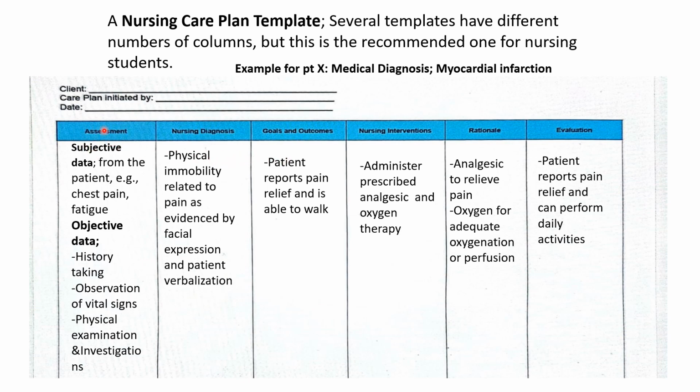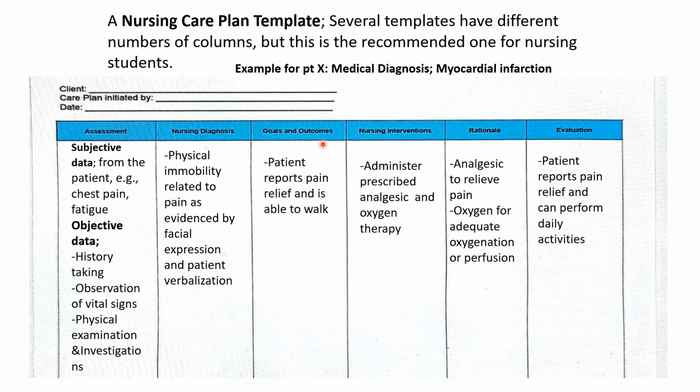The first column is for assessment, and which type of assessment? We have subjective data, and this is from the patient, like chest pain or fatigue, which could be reported by the patient. Apart from the subjective data, we have objective data, which you as a nurse should get from history taking, observation of vital signs, physical examination, and investigations. Then the second column, which is nursing diagnosis. For example, in this case, physical immobility related to pain as evidenced by facial expression and patient verbalization.